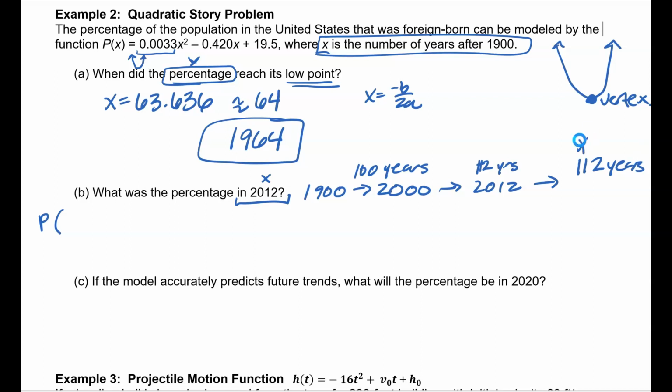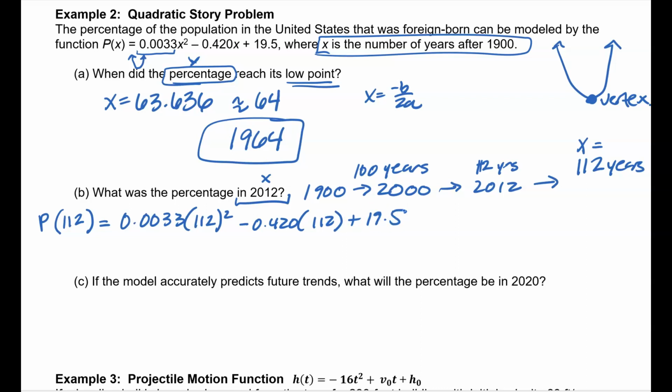So X is going to be 112. So we want to find P of 112. We're going to plug 112 in, and you can use a calculator for this. So 112 squared minus... and then when you evaluate that with a calculator, you get about 13.9. Again, when you're doing your homework, you'll be given specific rounding rules for this. So the percentage was about 13.9%.